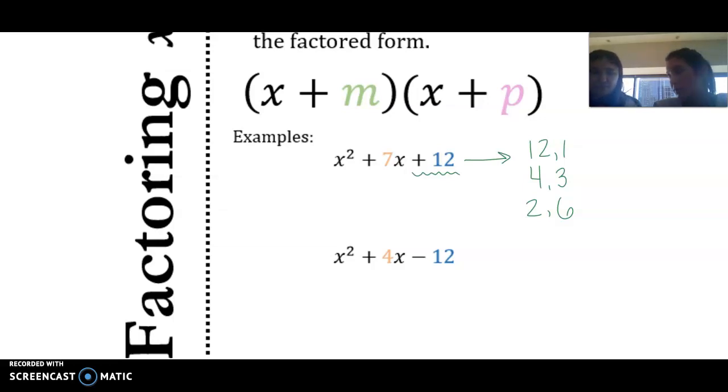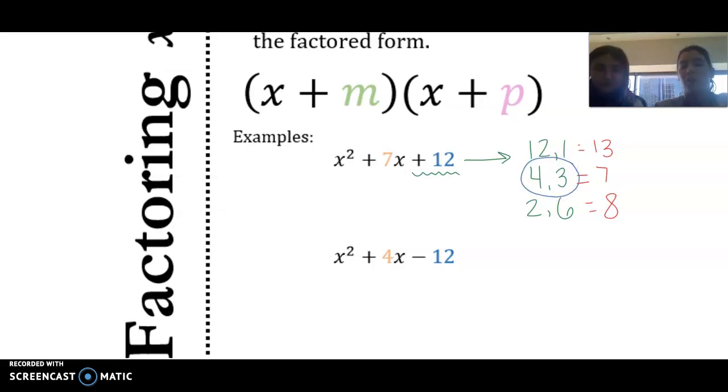What does step number 2 tell us to do? Let's find what adds to 7. Perfect. Okay, let's look at the first one. If I add 12 and 1, what do I get? 13. Does that equal 7? No. If I add 4 and 3, what does that give me? 7. And if I add 2 and 6? 8. All right, which answer has to be the right one? I feel like it's 4 and 3. I think so too, because it adds to equal 7, which is what we want.